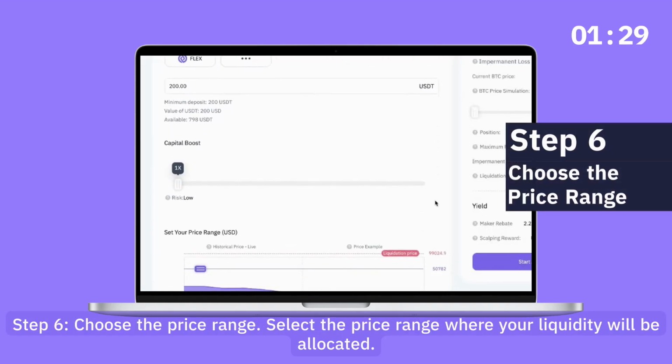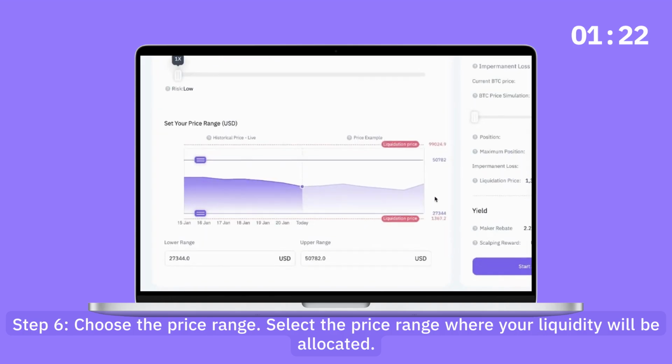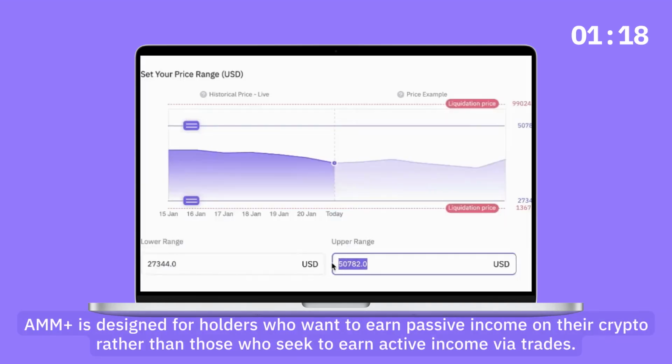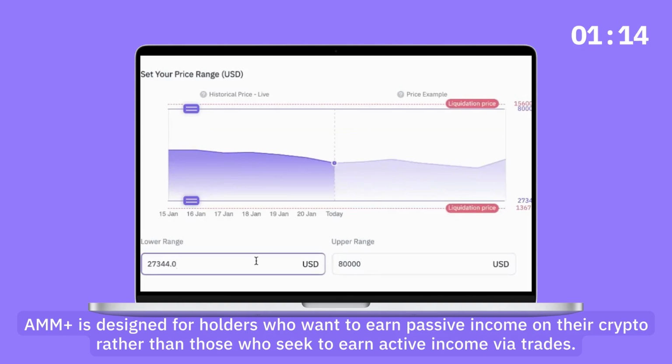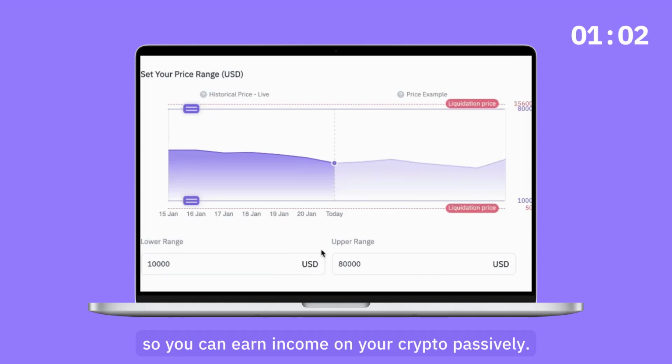Step 6. Choose the price range. Select the price range where your liquidity will be allocated. AMM Plus is designed for holders who want to earn passive income on their crypto, rather than those who seek to earn active income via trades. AMM Plus positions are therefore designed to have a broad range, as it will require significantly less time and attention to manage, so you can earn income on your crypto passively.